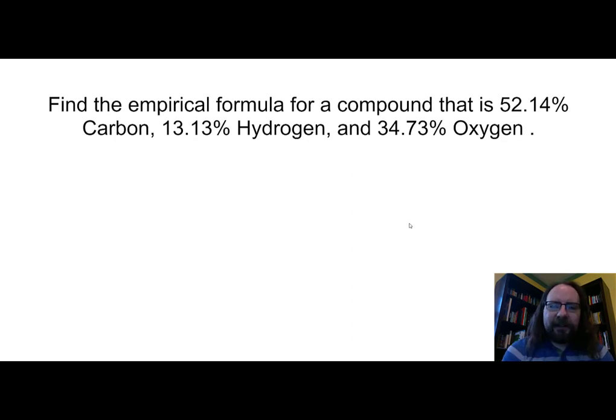Find the empirical formula for a compound that is 52.14% carbon, 13.13% hydrogen, and 34.73% oxygen. Now, for any of these, if you want to pause the video and see if you get the idea and try it out on your own, and then see if your answer matches mine, that's fine. It's a good idea, in fact, but I'm going to go forward and start this problem.